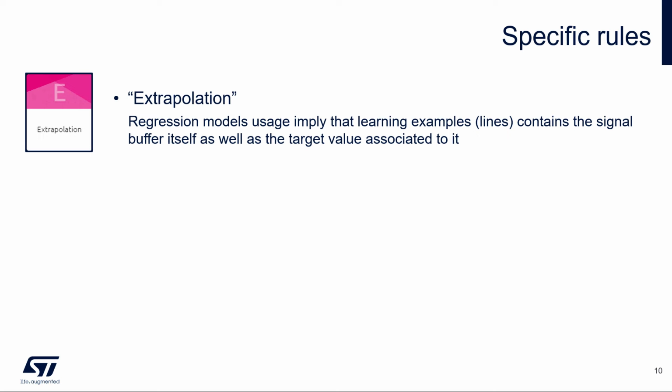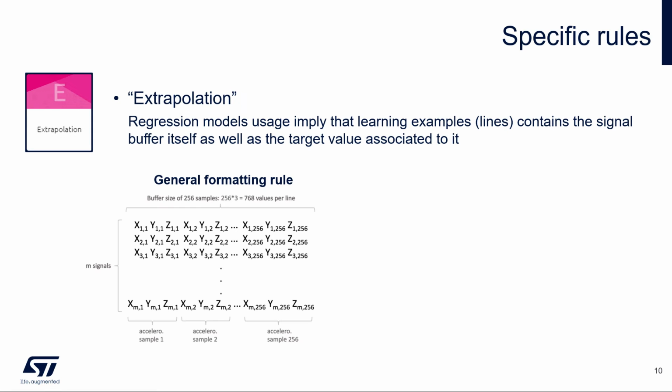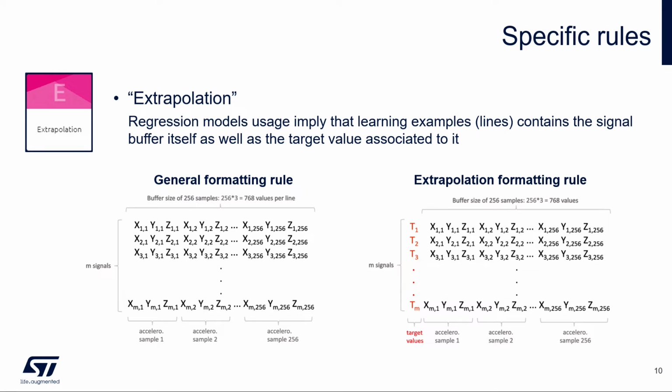The first exception concerns one of the project types supported by the NanoEdge AI Studio, which is called extrapolation. In this case, a signal refers to the combination of all known parameters or features associated to a target value. The target value refers to the feature that the user is trying to extrapolate or predict. So the difference in formatting is that each signal buffer, so each line, must be preceded by a single numerical value representing the target to evaluate or to predict.